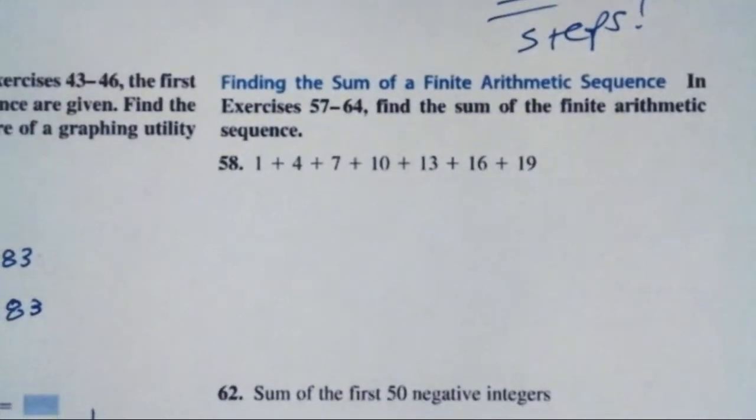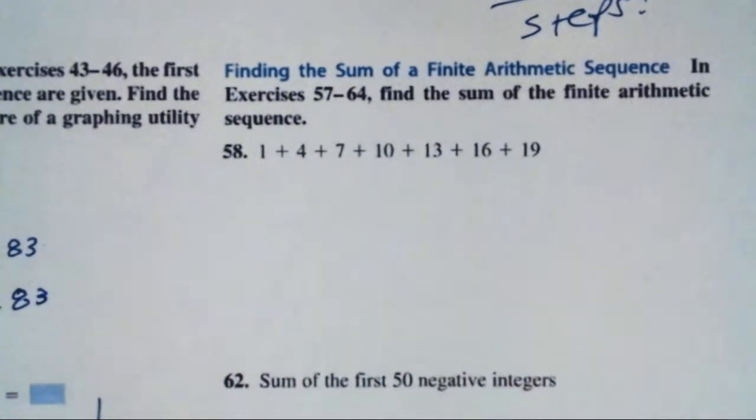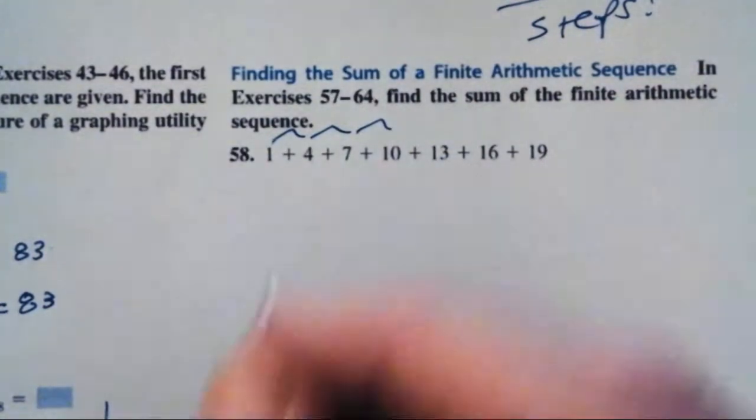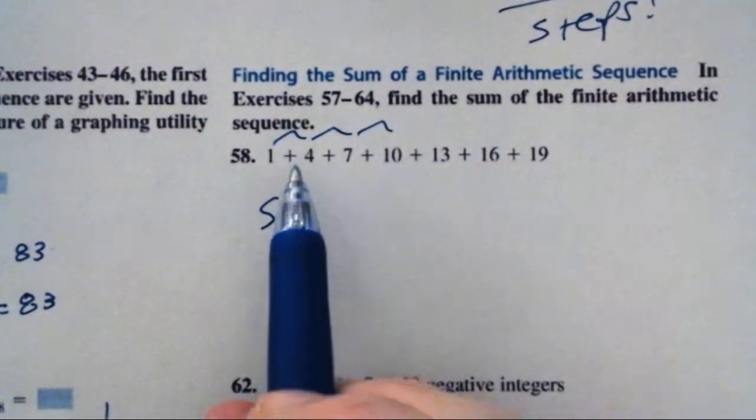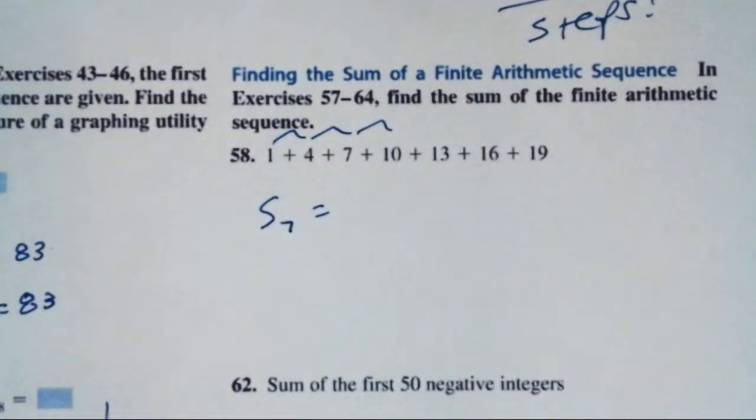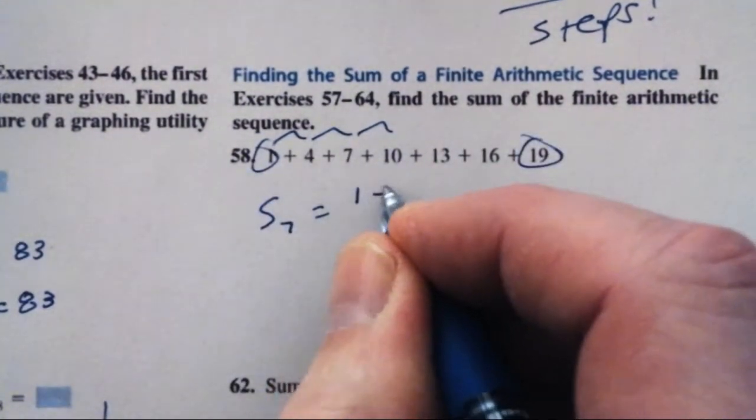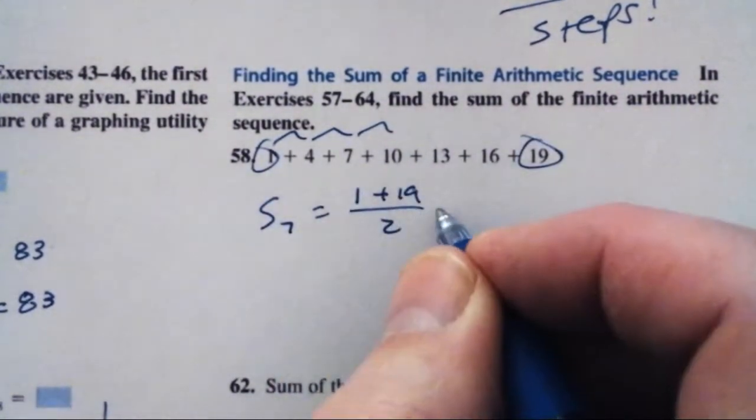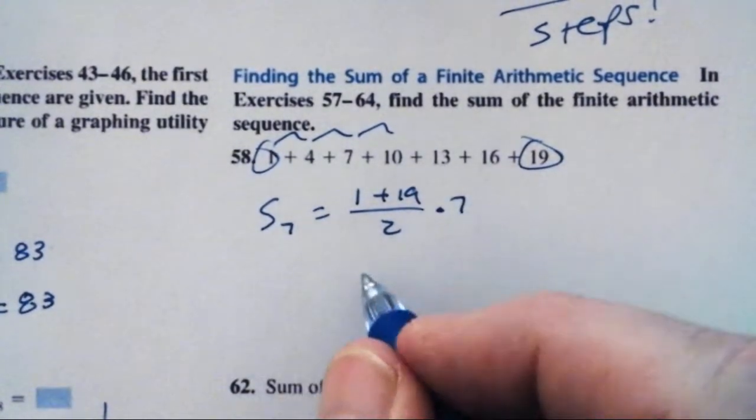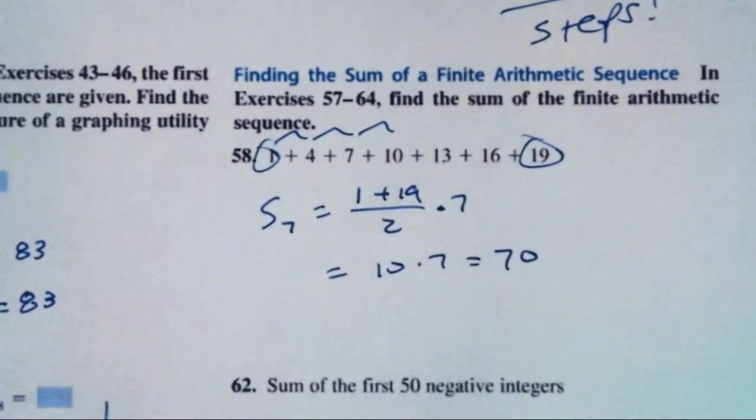Okay, find the sum of the finite arithmetic sequence. Well, it'd be easy to do this just like we would normally add. But we notice we go up 3, up 3, up 3. It is arithmetic. And how many terms do we have? 1, 2, 3, 4, 5, 6, 7. The sum of those 7 terms is the average term. The average term could be found by taking 1 plus 19 and dividing by 2, times how many terms we have, 7. 20 over 2 is 10, times 7 is 70.